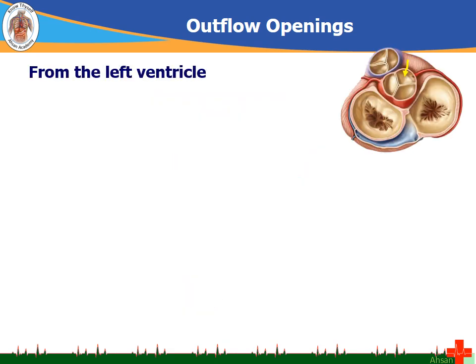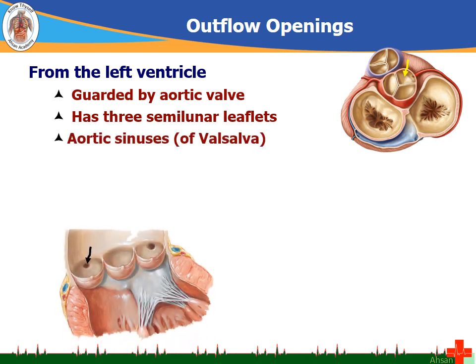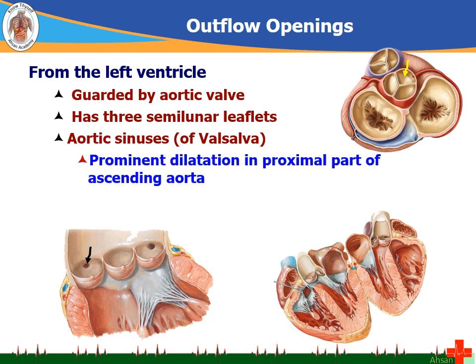The outflow opening of the left side is the aortic opening, and it is guarded by the aortic valve. These are three in number, of the similar type we have already discussed. The margins that meet each other are elevated too, and the ascending aorta shows some dilatation against each valve. This is known as the aortic sinuses of Valsalva. You can see this here in this figure on the left side.